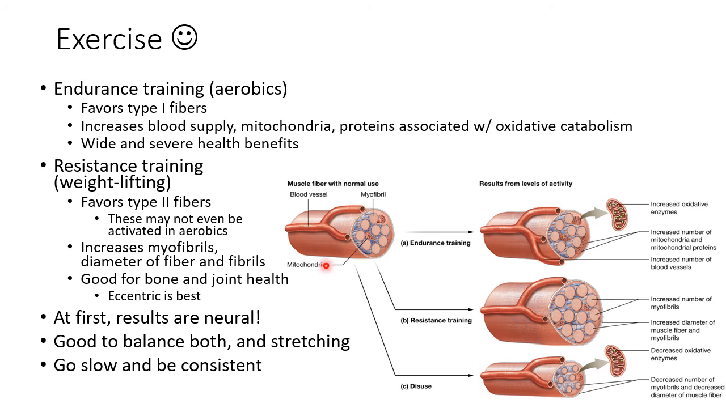But if you start out with your regular size muscle cell and then you start lifting weights, you're going to add more myofibrils in there. The muscle cell will start manufacturing more myofibrils. The whole cell will become bigger and fatter and stronger. So it's going to make you a lot stronger. That's good for your joints. It helps stabilize your joints.